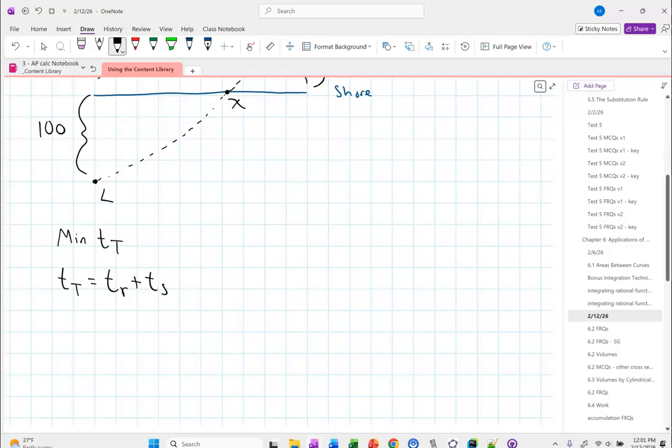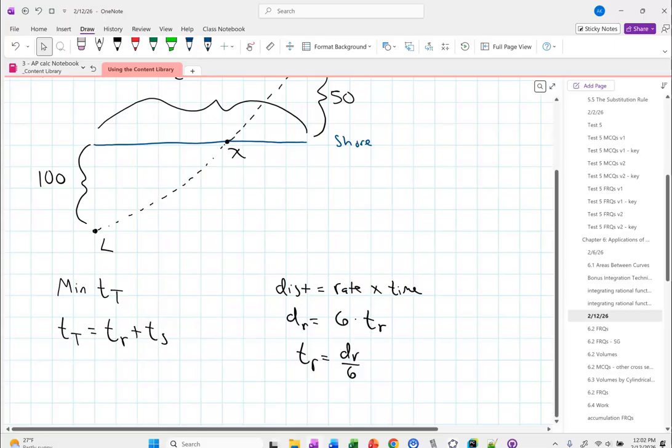So I remember from middle school science that distance is equal to rate times time. Everybody's okay with that? So my distance running should equal 6 meters per second times my time running, or that TR is equal to DR over 6.